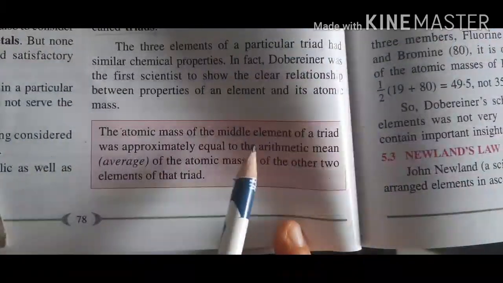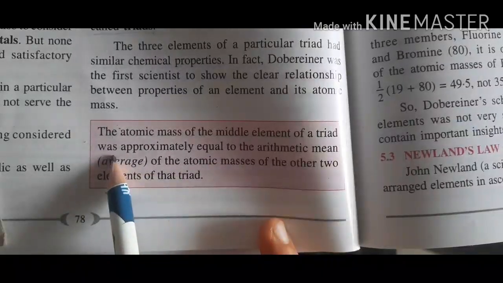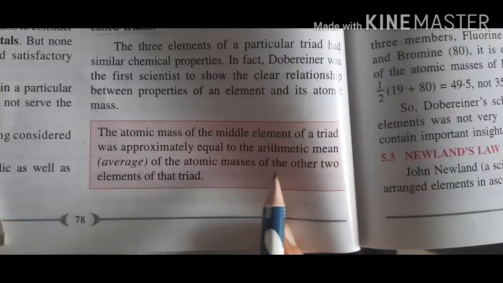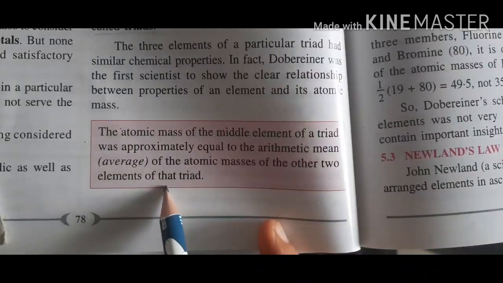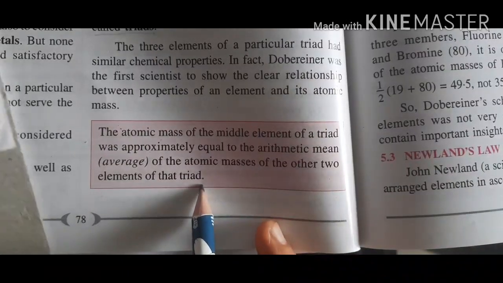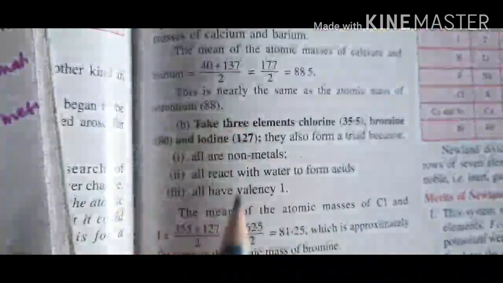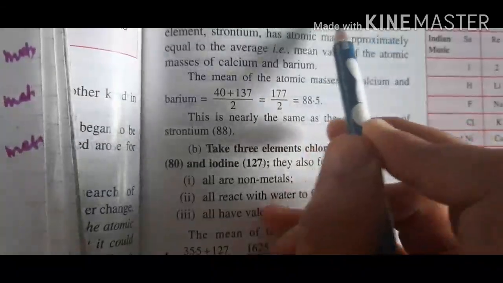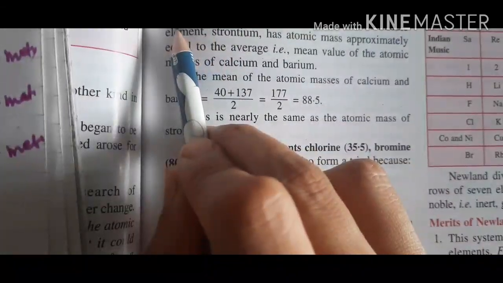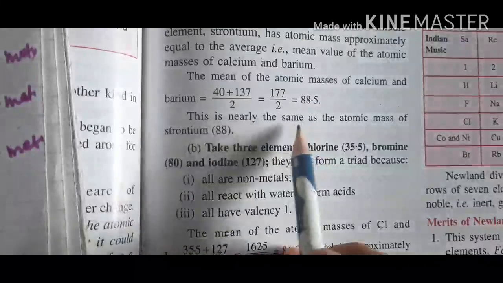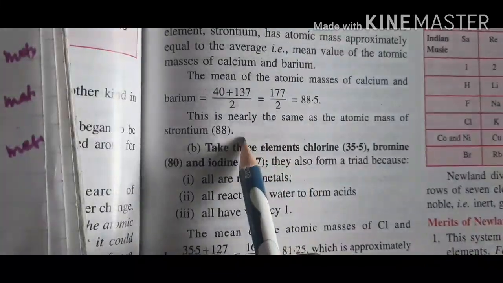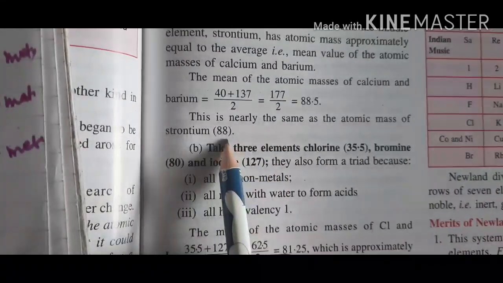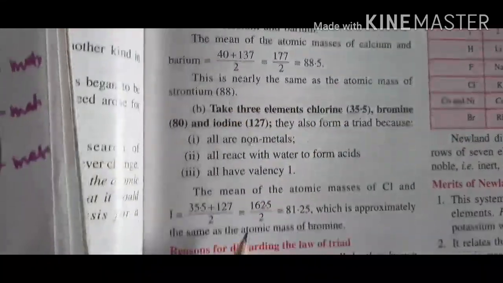So now you understand the statement given here: the atomic mass of the middle element of the triad was approximately equal to the arithmetic mean of the atomic masses of the other two elements of that triad. Hope you understand this. The same thing is given here: the atomic masses are 40, strontium 88 and barium 137. So the average, as I explained, is 88, which is nearly the same as the atomic mass of strontium, 88. Another example is also given here.